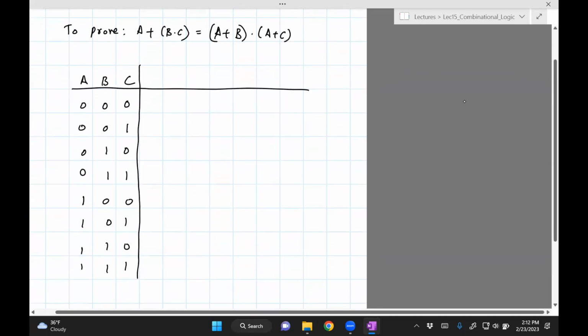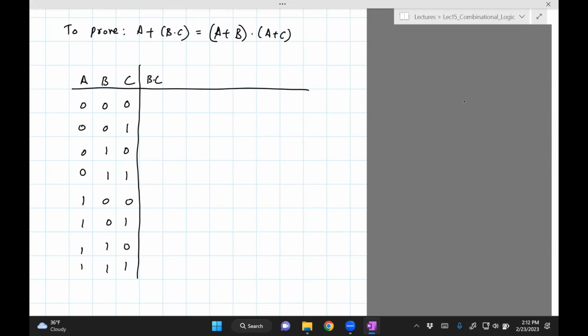Okay, so what we're trying to do here is we're trying to get the expression A plus B dot C. So let's just compute B dot C. Now you could do this in your head. That is, you can figure out what A plus B dot C is in your head and write it down. But I think it's just easier if you just go one step at a time. So B dot C, we just take the product of these two. That's about it. Then we can compute A plus B dot C.